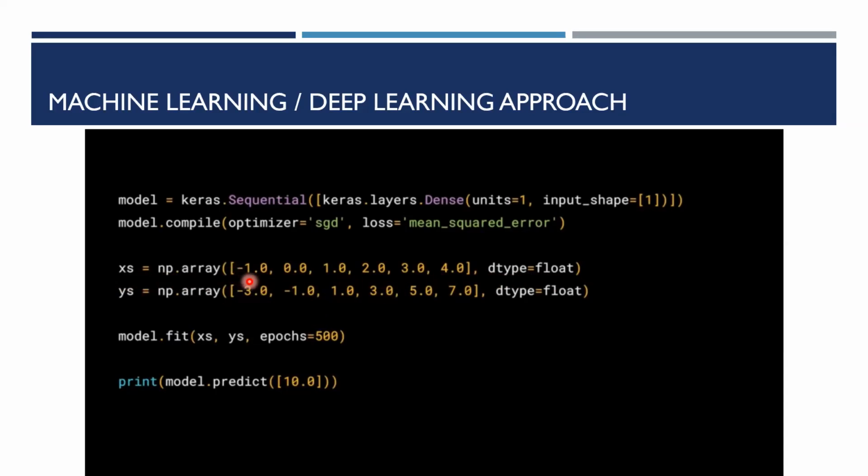So you can give the inputs -1, 0, 1, 2, 3, 4, and then also you have the outputs here. The expected outputs for -1 is -3, for 0 it is -1. So that also can be given using a NumPy array. And then after giving these two, the data, the optimizer and the loss function, and first defining the model, you have to fit the model.